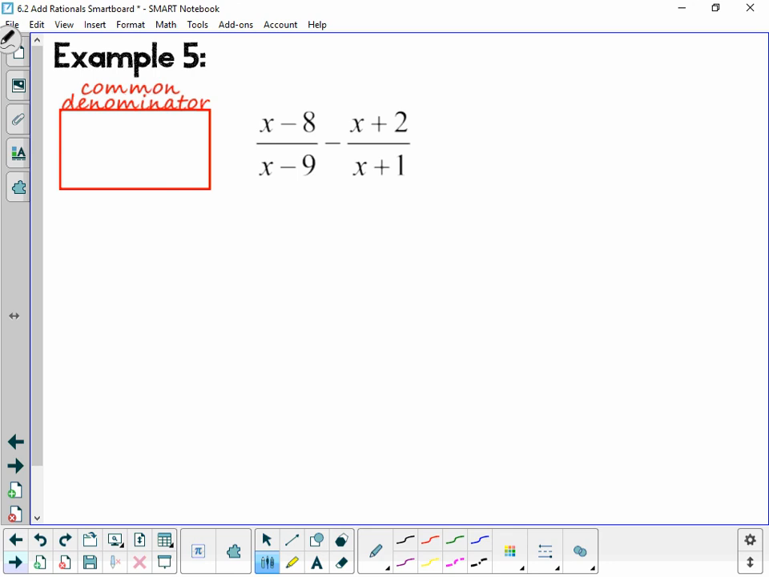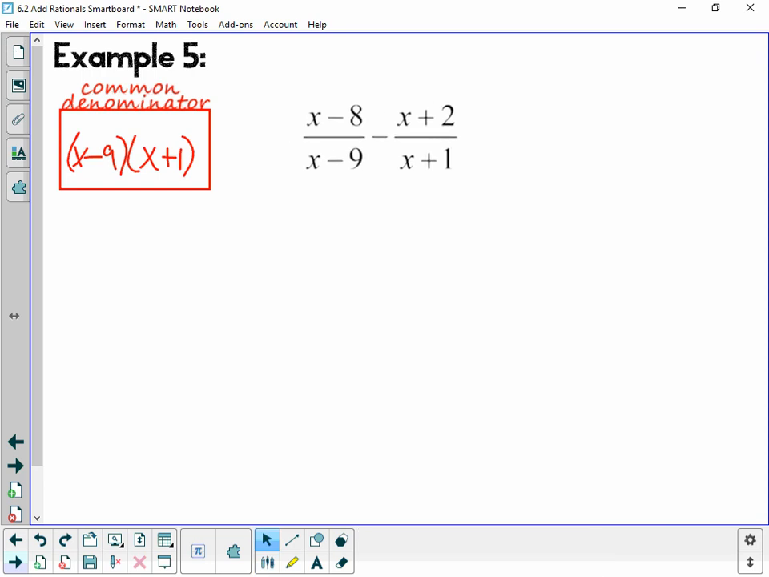So we have two fractions here. The two fractions have factors in the denominators that are completely different. We have an x minus 9 and an x plus 1. So our common denominator has to represent all of those factors. So we have the common denominator x minus 9 times x plus 1. Okay, well our first fraction already has the x minus 9. It just needs the x plus 1.